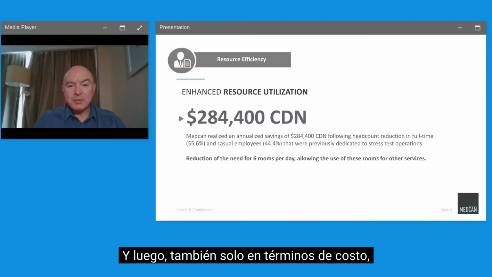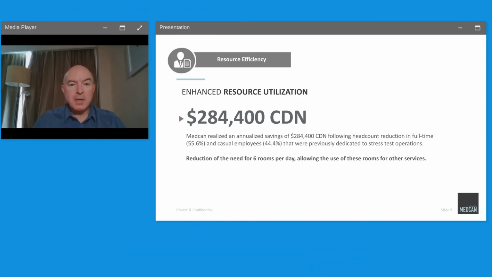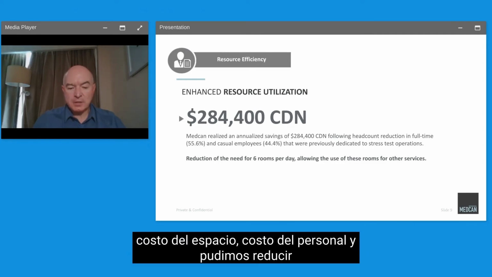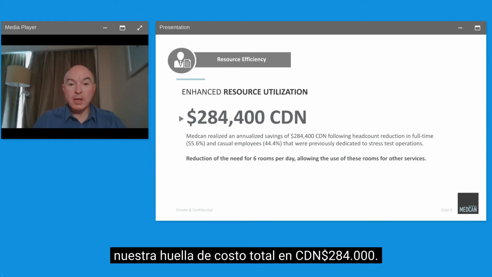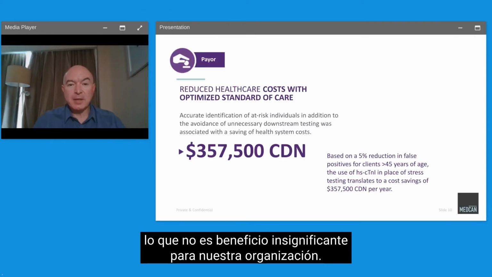And then just in terms of cost too, we wanted to look at resource utilization and the switch, looking at equipment cost, space cost, staffing cost. We were able to reduce our overall cost footprint by $284,000. So not an insignificant benefit for our organization.